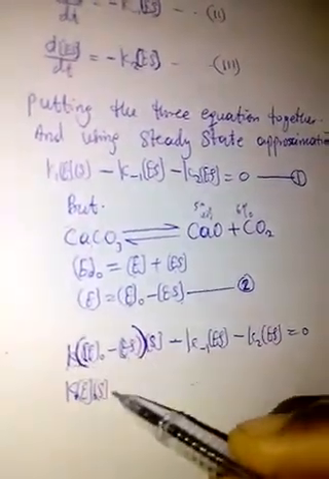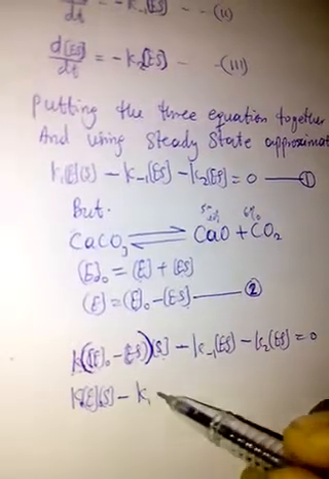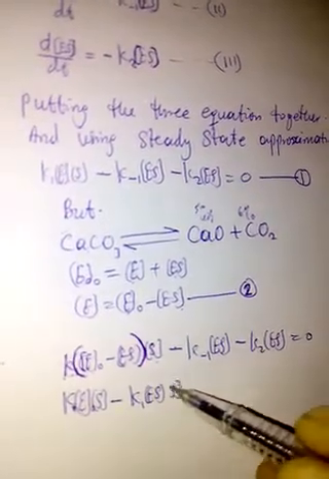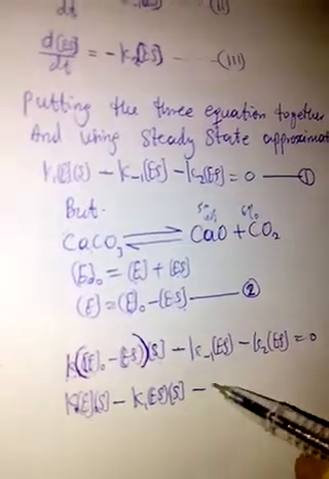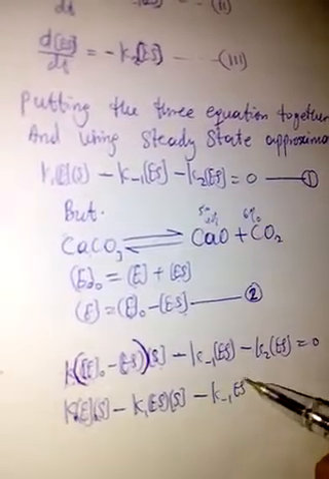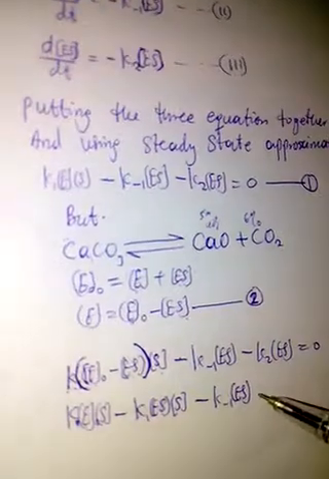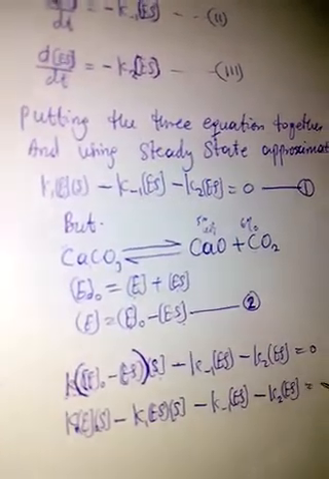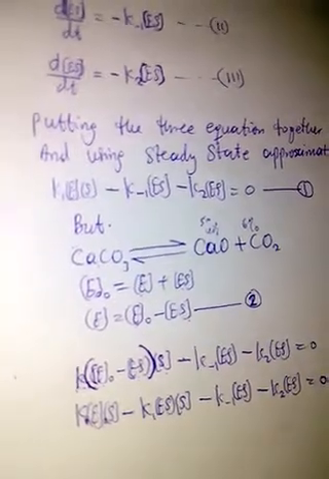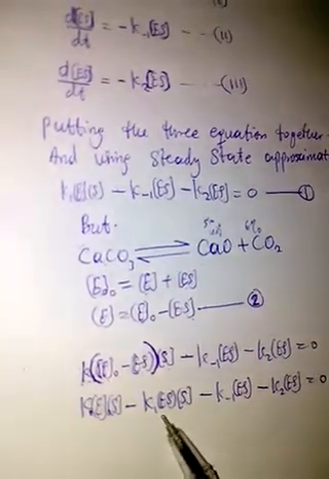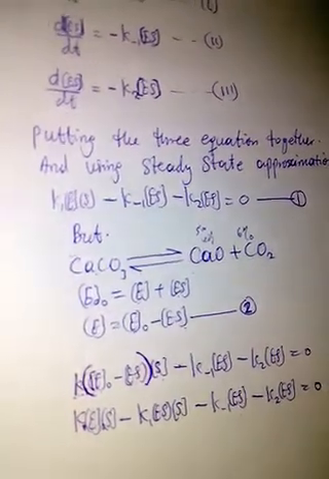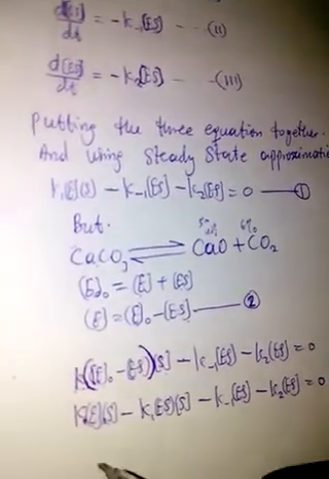So this times this minus K1 EX X, and multiply this minus K minus 1 EX minus K2 EX equals to 0. So everything here has ES. Now I want to eliminate ES so I can transfer this to the other side.